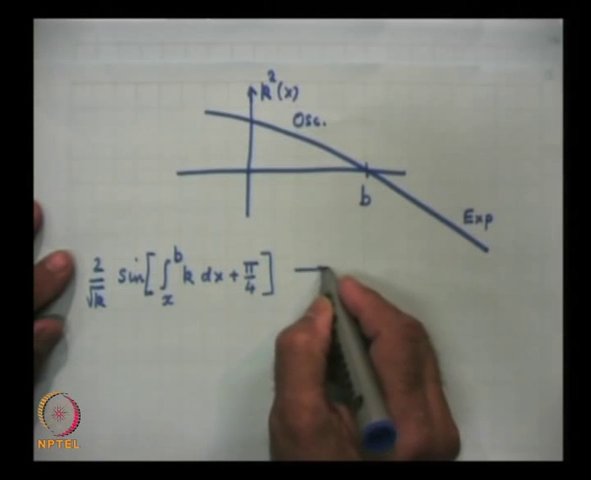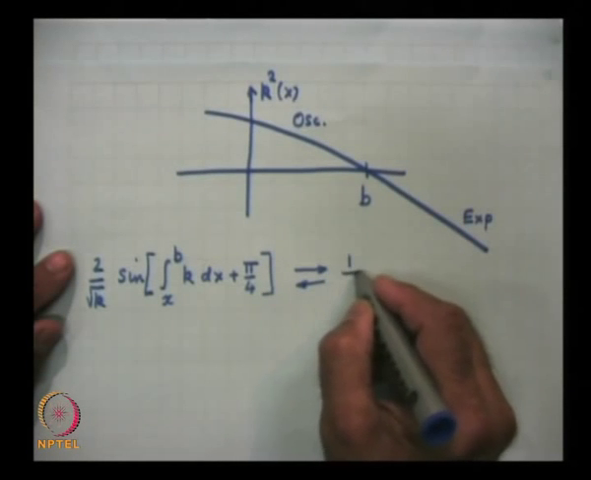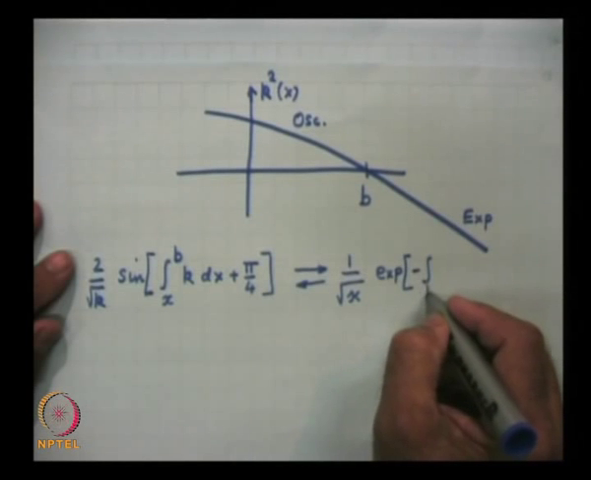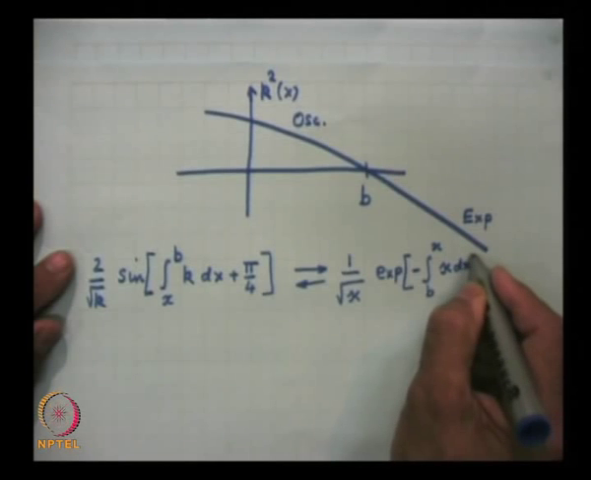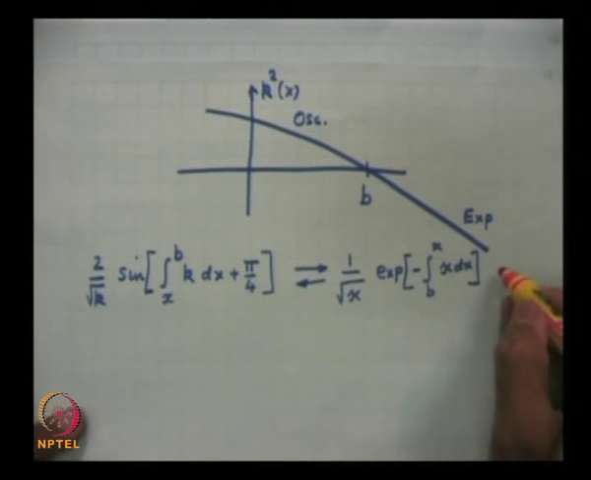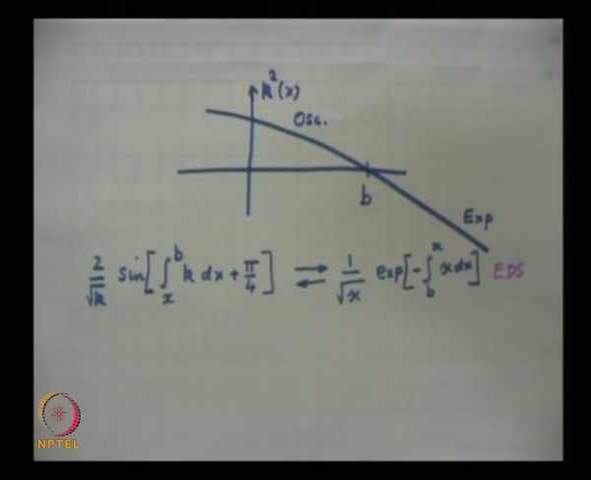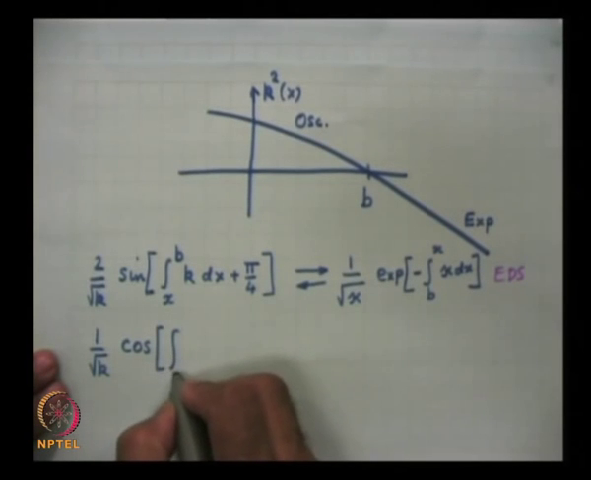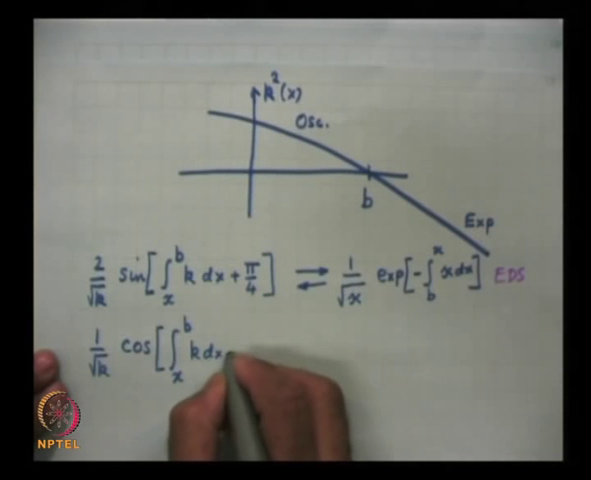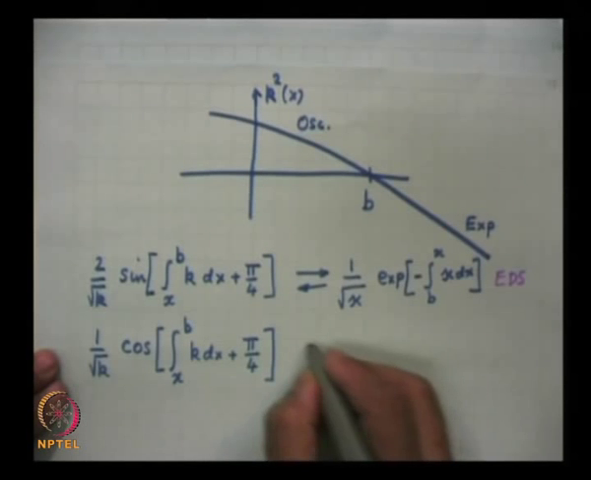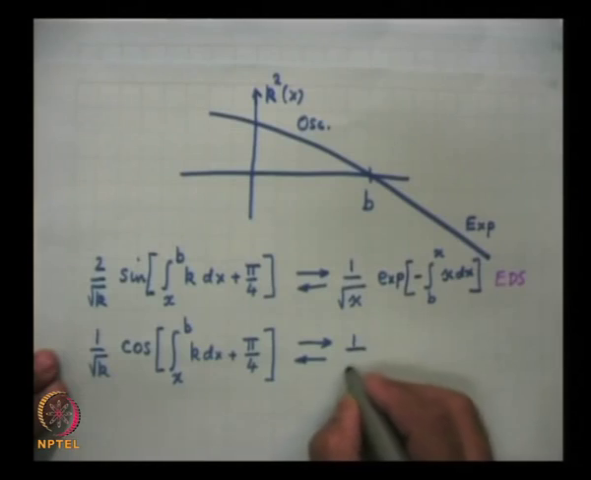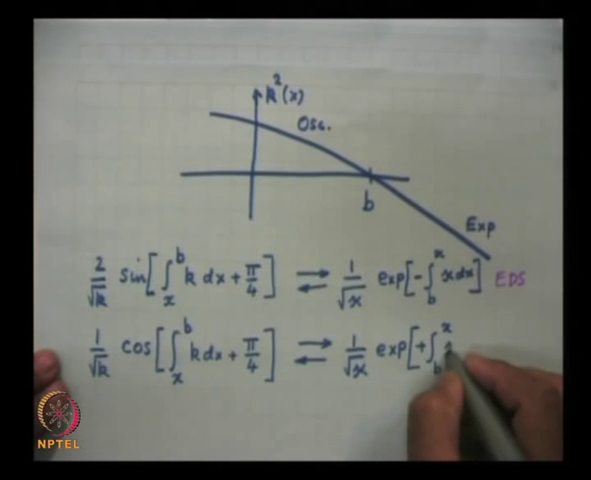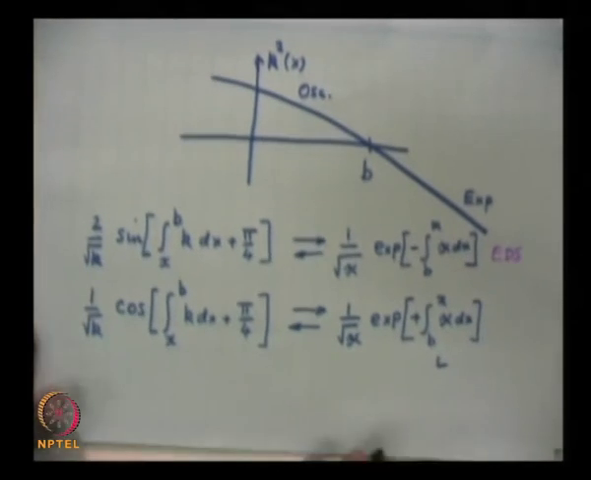This goes over to the exponentially decaying solution. So, this is 1 over root k exponential of minus integral b to x of kappa dx. This is the exponentially decaying solution. And the cos term, 1 over root k cos of integral x to b of k dx plus pi by 4, goes over to 1 over root k exponential of plus integral b to x of kappa dx. This is an exponentially amplifying solution.